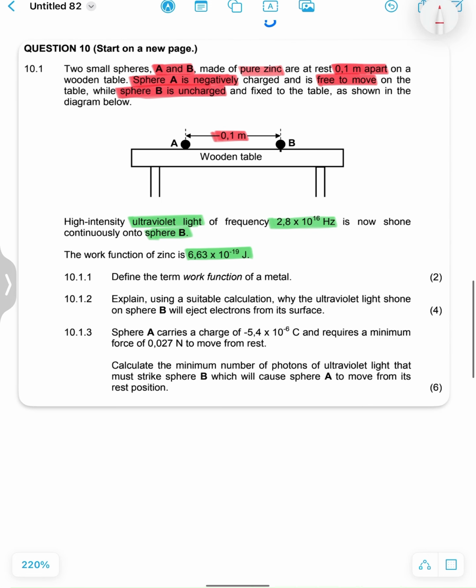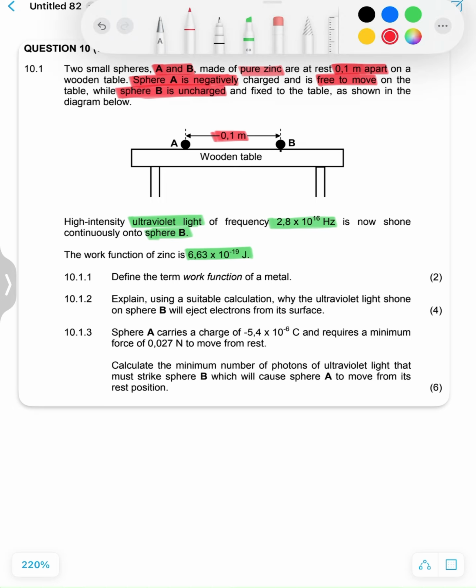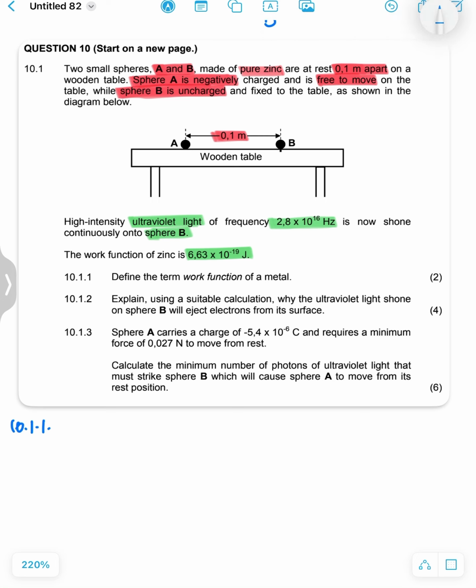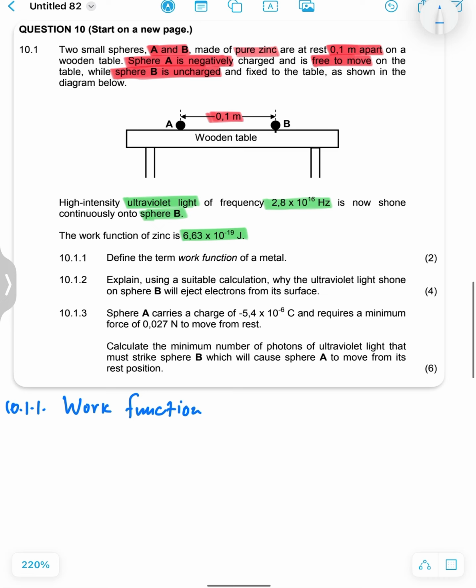So let's look at now the questions. The first question says 10.1.1. Define the term work function of a metal. So what is a work function? Work function is the minimum energy needed or required to eject or emit electrons. We use W with a subscript O.